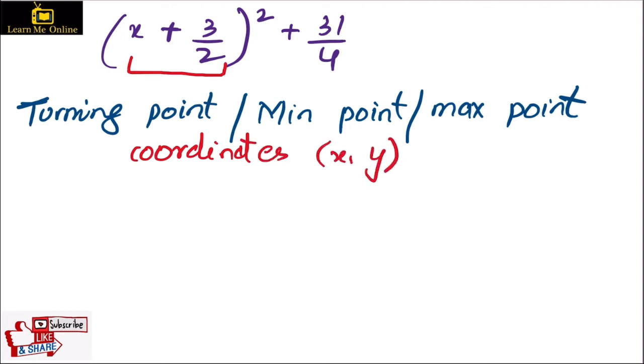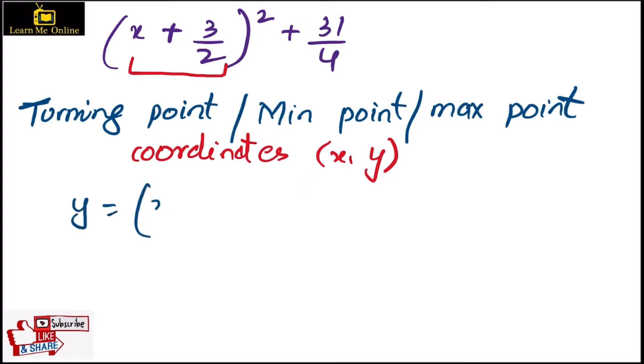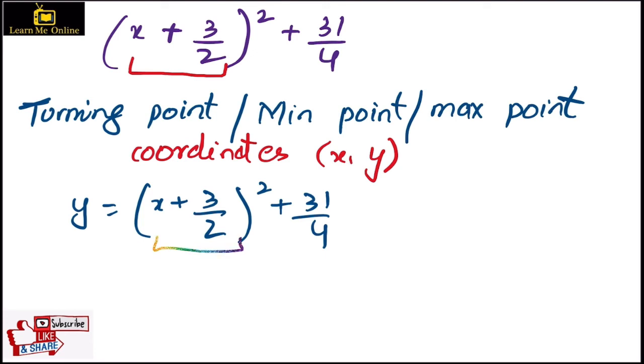So I'm changing this in the form of y equals (x plus 3 over 2) whole squared plus 31 over 4. So this whole thing is equal to y. To get the x coordinate, we always see what's making our bracket equal to 0. What x value do I take so I would have the whole bracket equal to 0? It's really simple: if you take x equals minus 3 over 2.